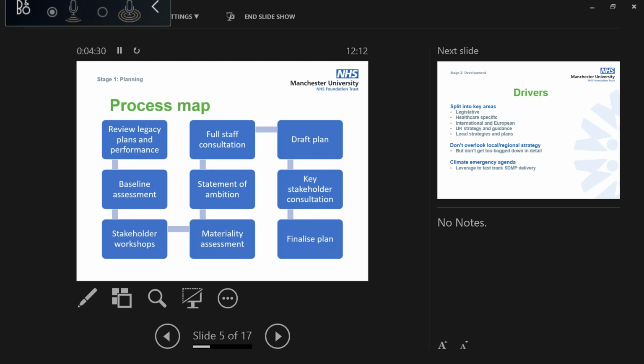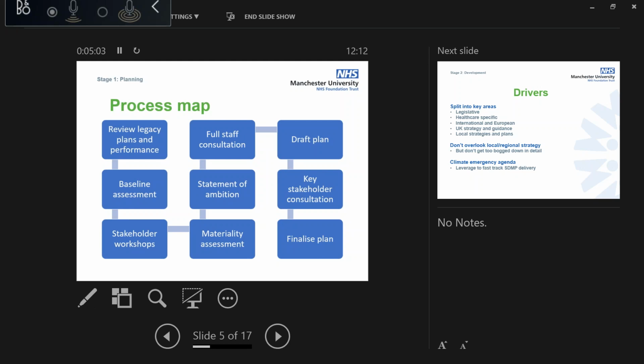We used all this information from the workshops, and I've got another slide with a bit more on what we covered in the workshops, to develop a statement of ambition, basically an interim sustainability plan, which we could use to undertake a full staff consultation exercise. And then whilst that was going on, we continued to refine the full plan, incorporated that feedback that we received to produce the full draft plan. Then we went out to a much smaller process just with key stakeholders to get their feedback, and then that plan was taken to board by our Chief Operating Officer.